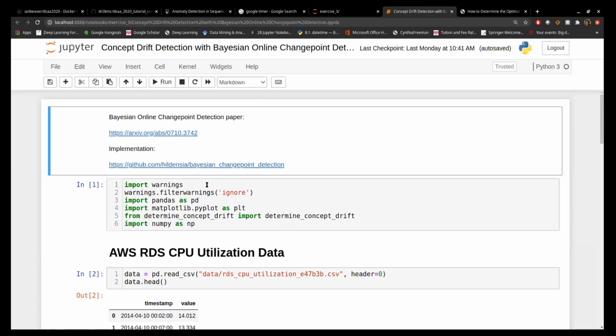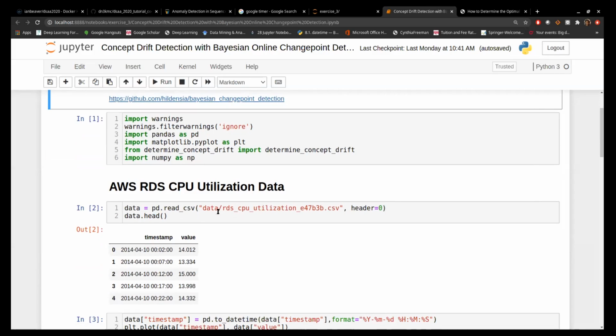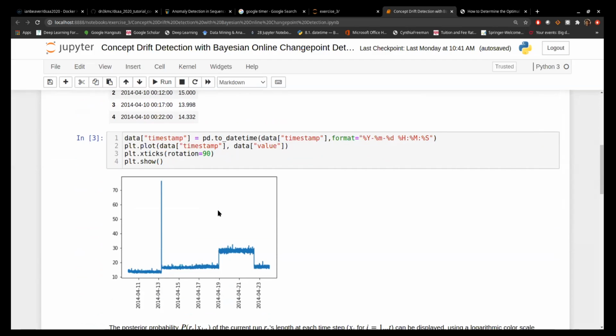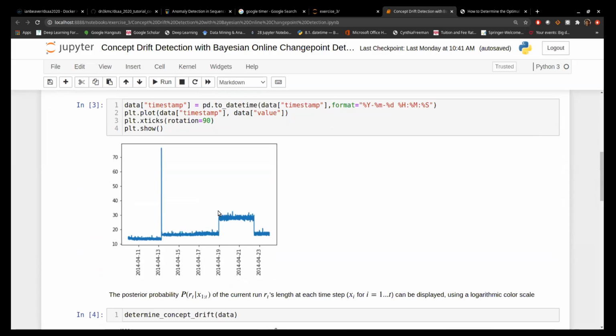And that's what I'm doing here. I'm loading all the necessary libraries, including that Bayesian Online Change Point Detection implementation. And I'm going to load this data set, which consists of CPU utilization metrics for Amazon Web Services Relational Database Service, and plot the time series. So you can definitely see evidence of concept drift, as well as this huge anomalous spike.